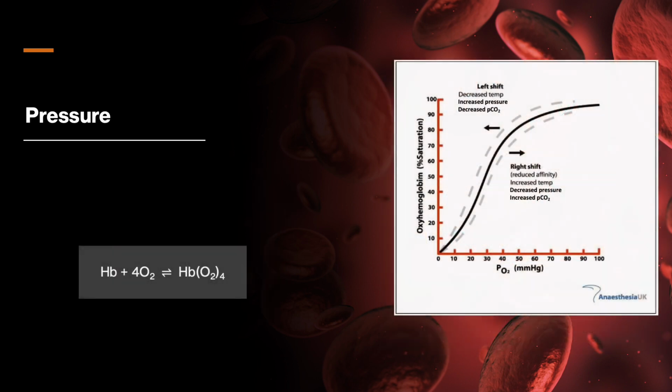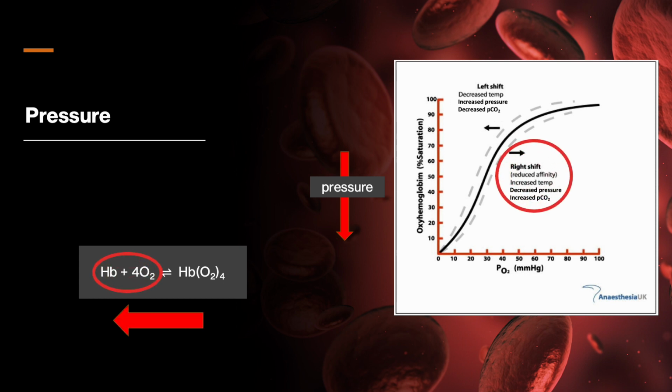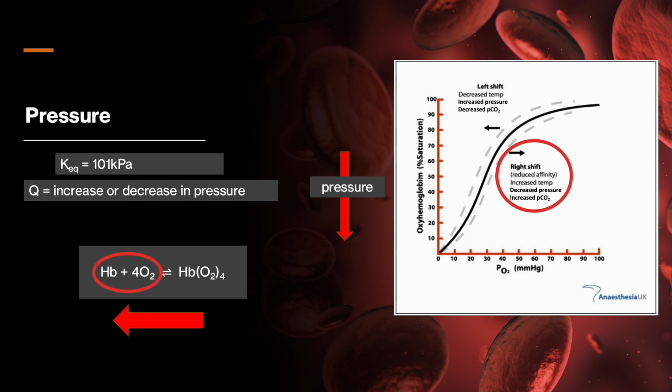As pressure decreases, Le Chatelier's principle causes the haemoglobin-oxygen dissociation graph to shift to the right and the reaction to the left, again reducing the affinity of oxygen as the presence of reactants increases. The equilibrium constant in terms of pressure is represented through normal air pressure of around 101 kilopascals, with any changes to the reaction quotient affecting oxygen's ability to bind with haemoglobin.